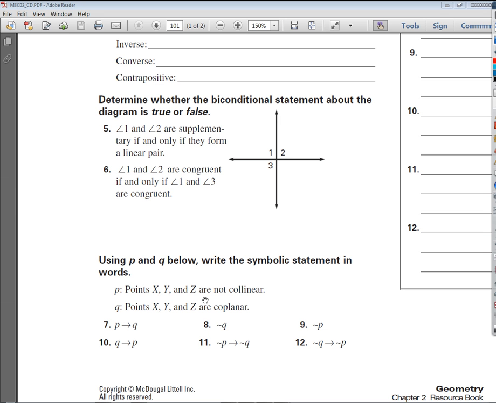Okay, what about the converse? If angles 1 and 2 form a linear pair, then they are supplementary. True. So both are true, and so therefore the biconditional statement is true. Questions on that?